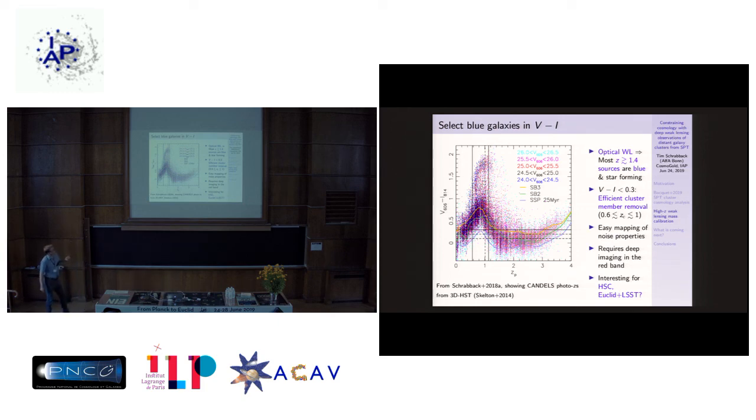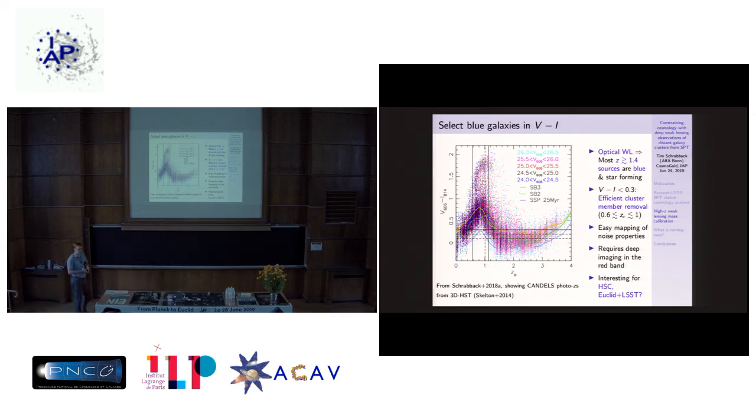So this is shown here. This is basically using CANDELS data, the photometric redshift of galaxies versus the V minus I color, so the observed optical color. And you see most of your interesting redshift 2, redshift 3 sources tend to be very blue. So you can actually quite efficiently select them just with a single color. And that's actually also removing basically all the cluster galaxies which live here.